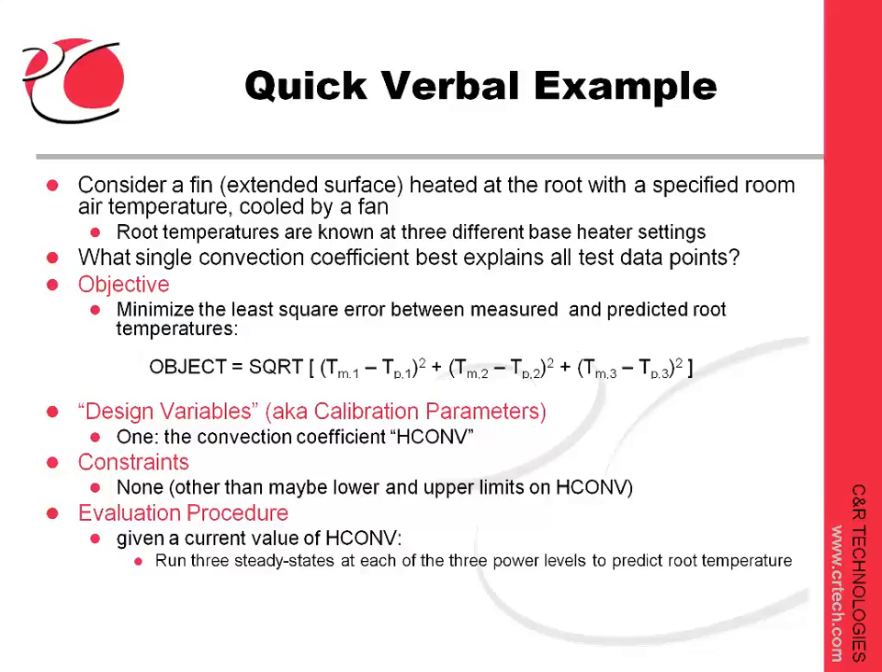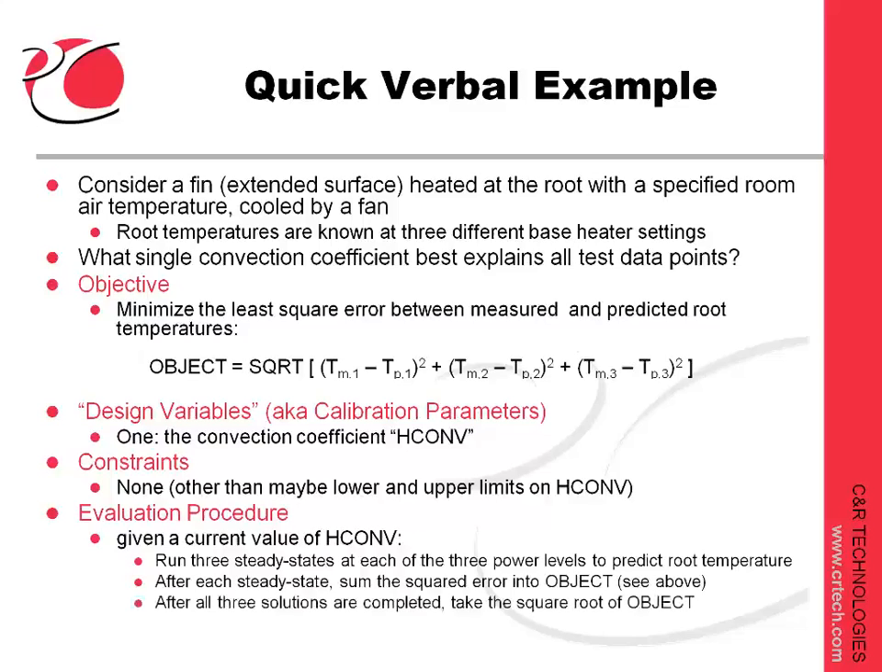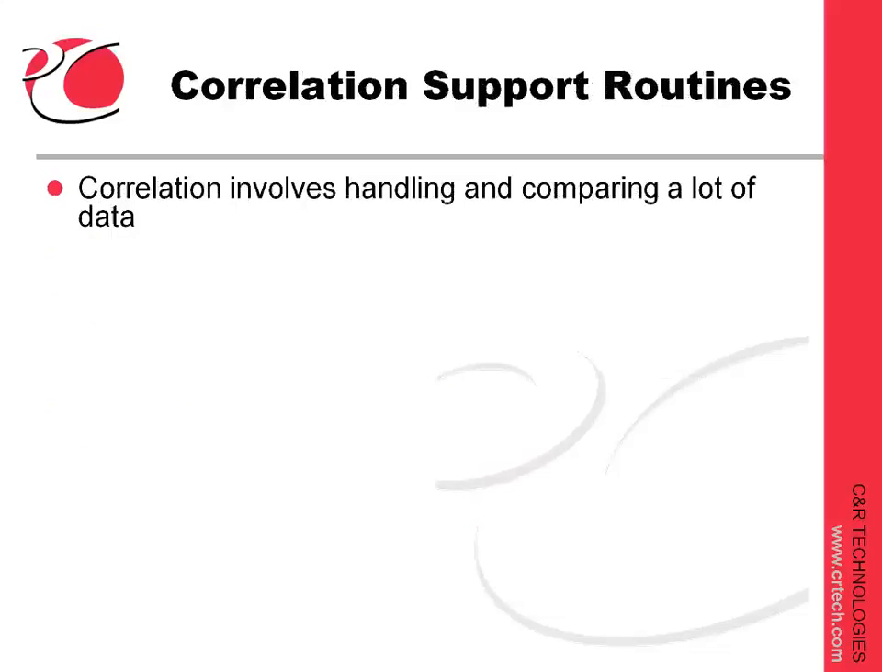After each run, we sum the square of the error term into object, or at least we save away the needed temperature values from each of those runs so that the sum can be done at once after all 3 runs have been completed. And finally, we take the square root of the object as a way of telling the solver how the value of hconv fared in its search for a value that minimizes the objective. I'm going to show you some Thermal Desktop features that help automate the comparison of test data and predictions soon.